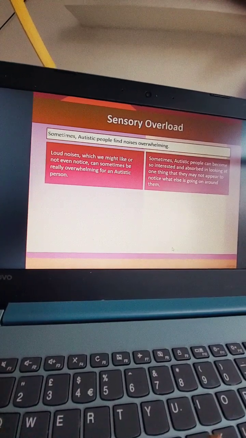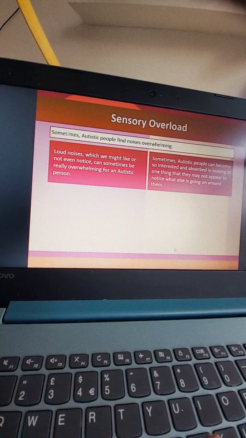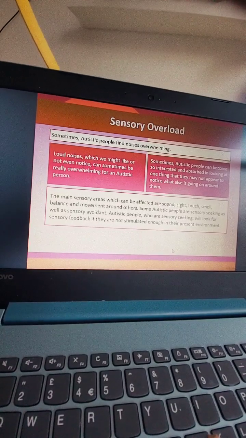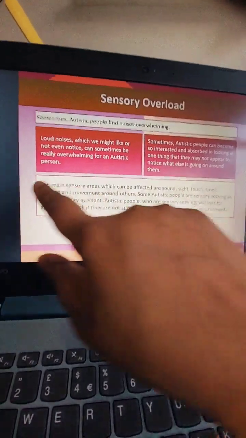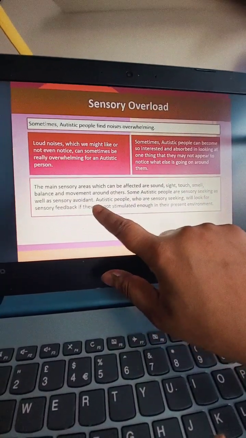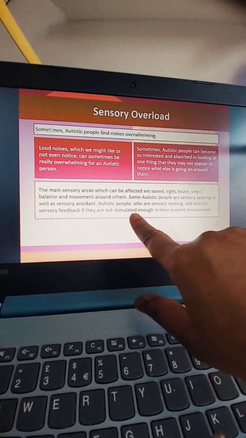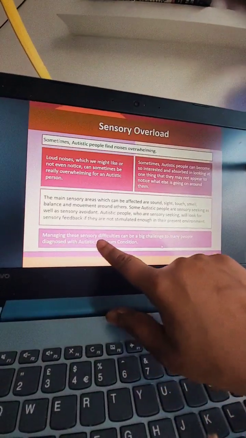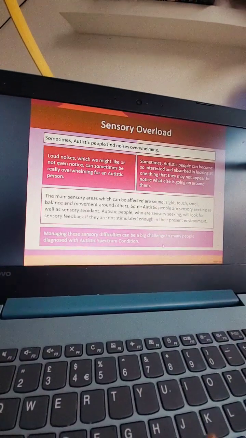Sometimes autistic people can become so interested or absorbed in looking at one thing that they might not appear to notice what else is going on around them. The main sensory areas which can be affected are sound, sight, touch, smell, balance, and movement around others. Some autistic people are sensory seeking as well as sensory avoidant. Autistic people who are sensory seeking will look for sensory feedback if they are not stimulated enough in their present environment. Managing sensory difficulties can be a big challenge for many people diagnosed with autistic spectrum condition.